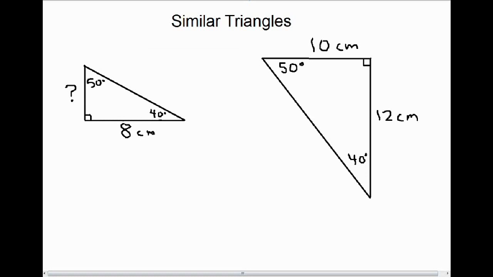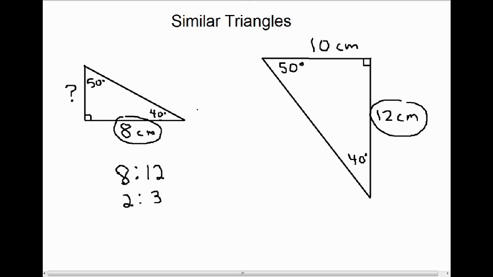So we're given a couple of corresponding sides. Here I've turned the second one, so it's not quite so obvious what the corresponding sides are. But if I look at my 8 centimeters here, that's between the 40-degree and the 90-degree angles. So my corresponding side there is my 12 centimeters. So my ratio here is 8 to 12. If I reduce that to simplest form, I can divide both of those by 4, so we get 2 to 3.